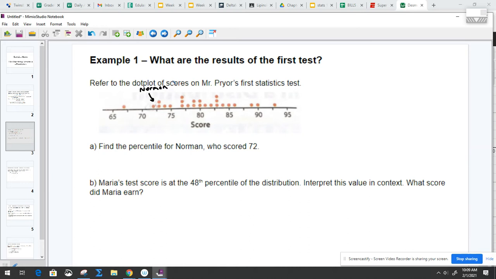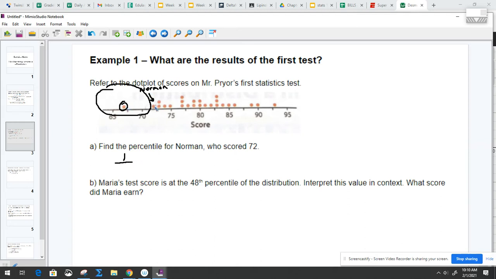So I want to find the percentile for Norman. How many did he score better than? And what we do is we count every single dot that's to the left of Norman. So it'd be everything over here. Well, clearly we can see that there is only one dot. Okay. So what we do is we take that number, and we're going to divide that by the total number of tests taken.